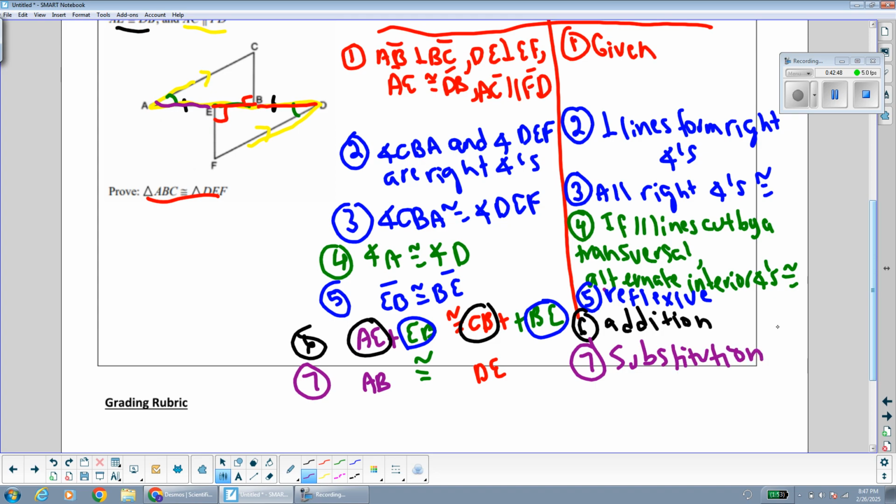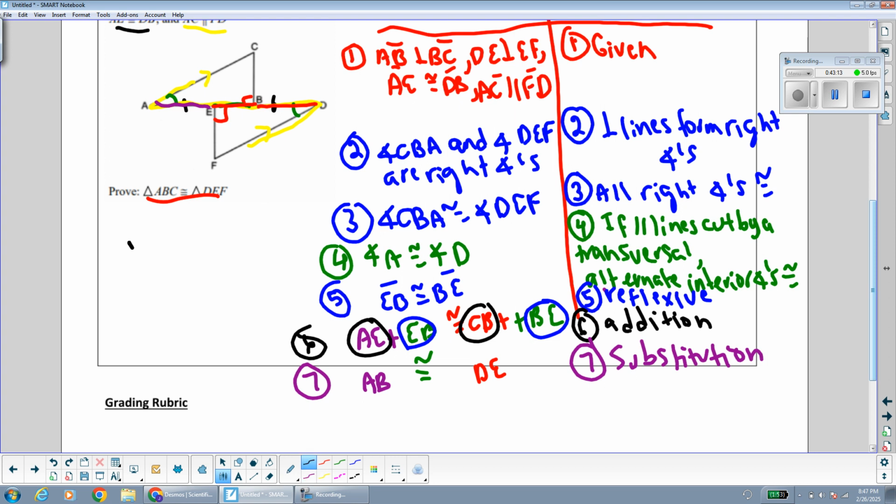Substitution always follows addition or subtraction because this plus this is this. AE plus EB literally is AB. You're replacing this, you're substituting it with something that means the same thing. CB plus BE is CE. You're replacing this with what it actually is. You're substituting it with something that's equivalent. And now we have the full sides AB and DE.